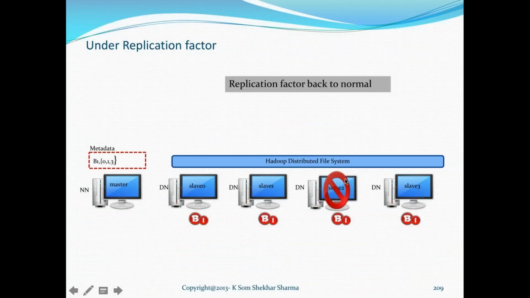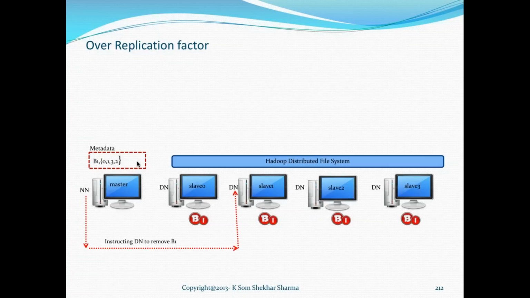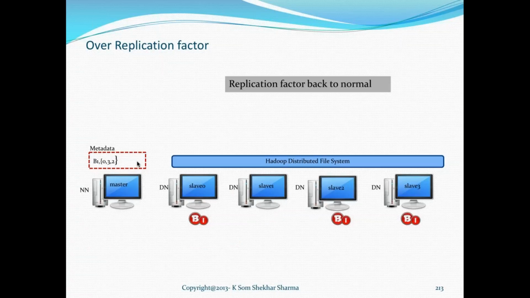But this machine, this was a network glitch, because of which it was not able to send the heartbeat signal. Let us now assume the network is proper, and this data node starts sending the heartbeat signal. Now here the normal is 3, but the current number of replicas is 4, which is a case of over-replication. In this case, the name node will instruct one of the data nodes to remove the local block replica and bring the replication factor back to normal.